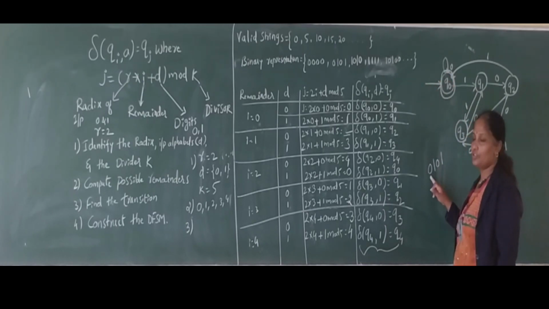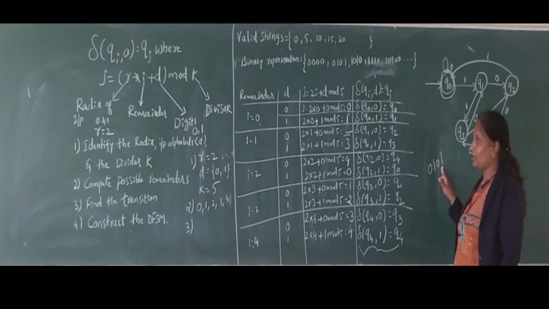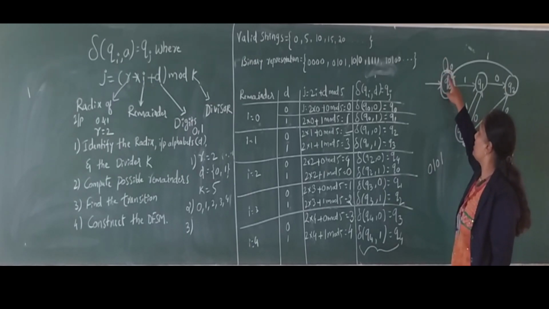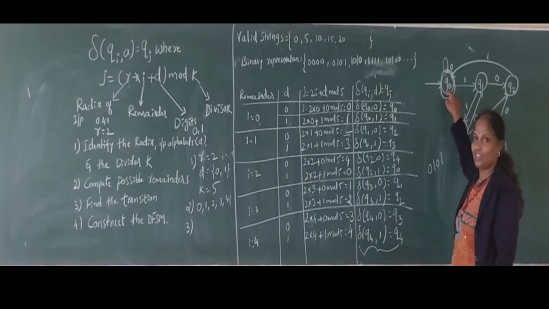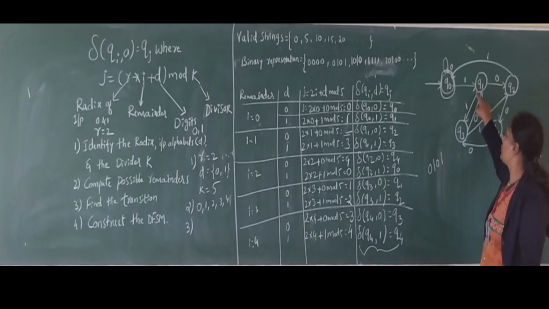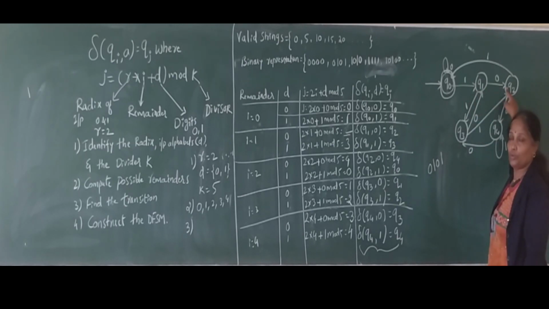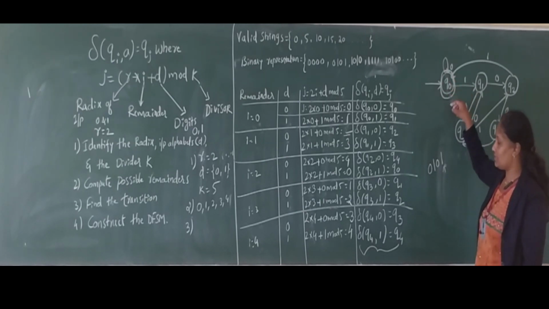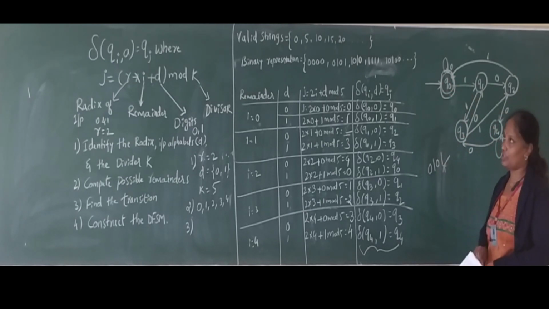Take the second string 0, 1, 0, 1, that is nothing but 5. Start from the Q0 state, when 0 comes, you stay in the Q0 state. When 1 comes, you change the state from Q0 to Q1. When 0 comes, you change from Q1 to Q2. When the last 1 comes, you move to Q0 state, which is an accepting state. So this will get accepted.